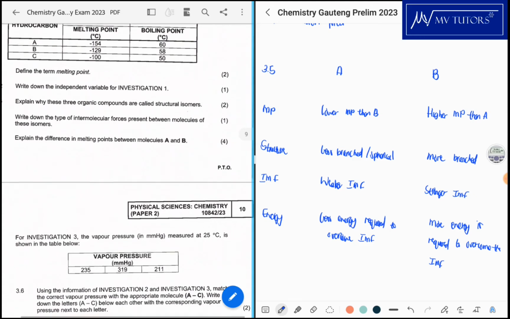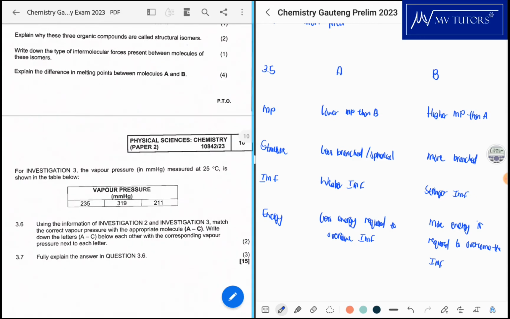All right, so here's the thing that I'm expecting. If a hydrocarbon has a higher boiling point, I'm expecting it to have a higher melting point, but it should have the lowest vapor pressure. Okay, that is the trend I'm expecting to see. So yeah, we are given vapor pressures, and now let's read the question below. So it says, using the information of investigation 2 and investigation 3.